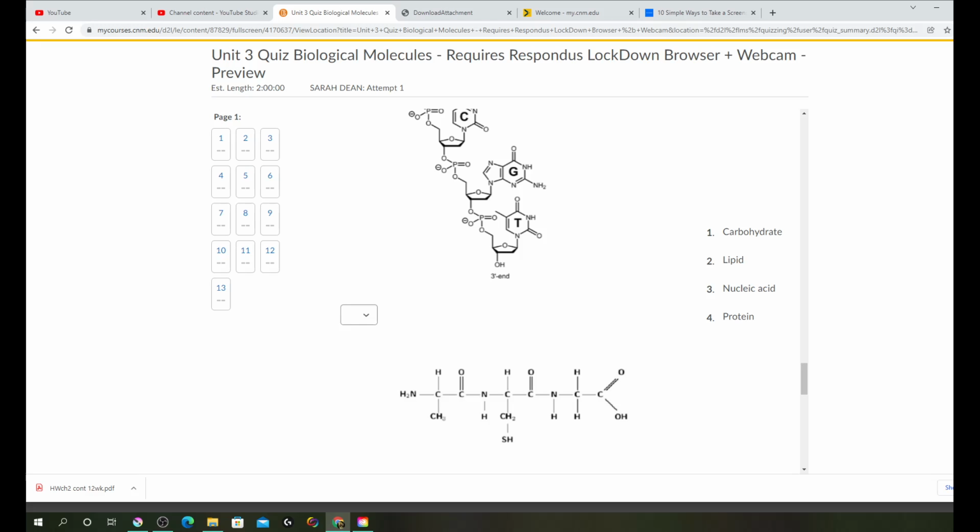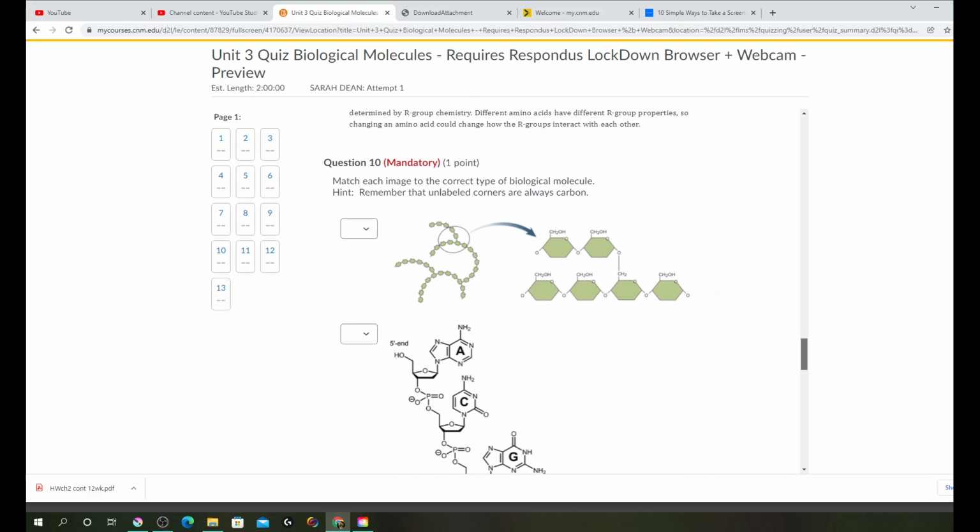Okay, what's a carbohydrate? Well, it's built of sugars. So where's the sugar? All right. Well, the sugars we've looked at are six-sided. So that's a good hint right off the bat. And every corner that's unlabeled is a carbon. So 1, 2, 3, 4, 5, 6. 6 carbons.